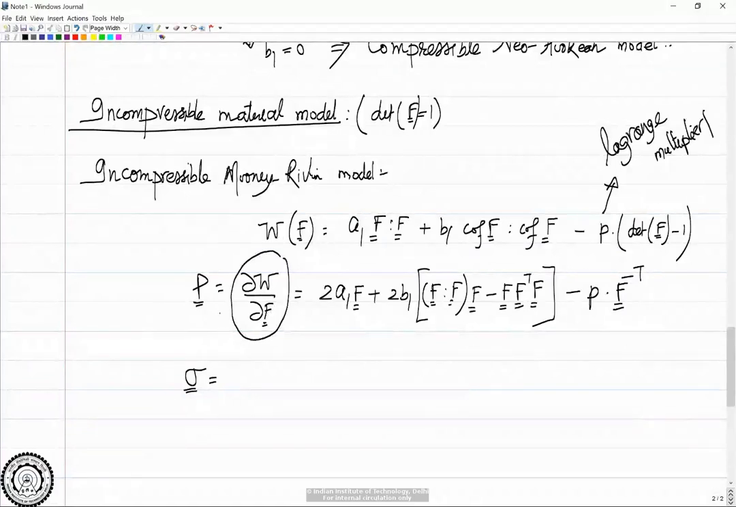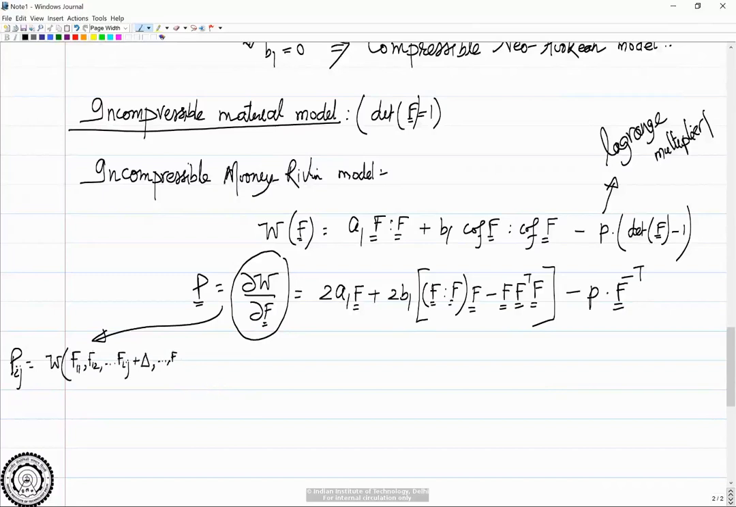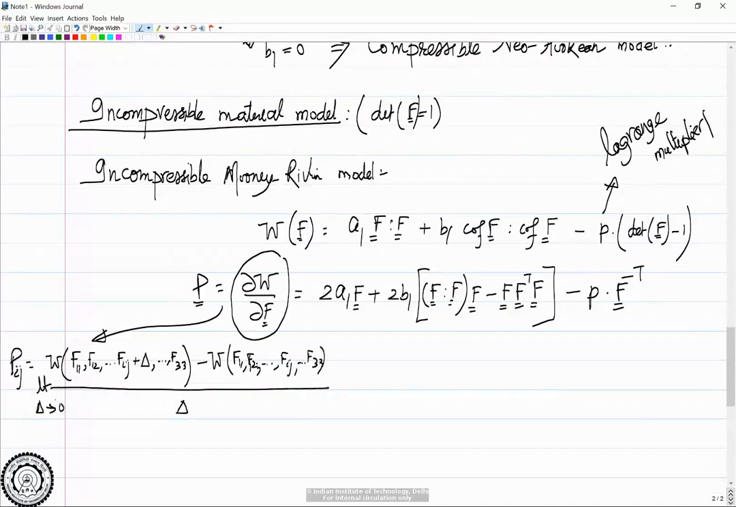So I mean, if I use the fundamental theorem, then Pij, for example, Pij is W of F11, comma F12, comma Fij plus some delta, up to F33, minus W of F11, comma F12, comma dot dot Fij, comma dot dot F33, divided by delta, and then you take the limit, delta going to zero, right? This is Pij, because Pij is del W by del Fij.